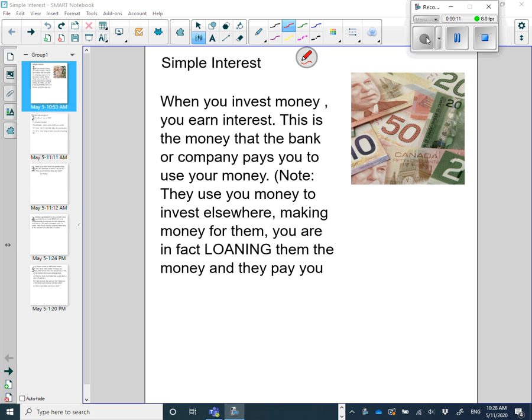When you invest money, when you put money into an investment in the bank or someplace, you earn what's called interest. This is the money that the bank or company pays you to use your money. That's exactly what they're doing. They use your money to invest elsewhere, making money for themselves. In fact, you are loaning them the money and they pay you for loaning them their own money. That's why they pay you interest, because they're using your money. Generally, they're making more money than you, though. But it's one way to make a little bit more money.